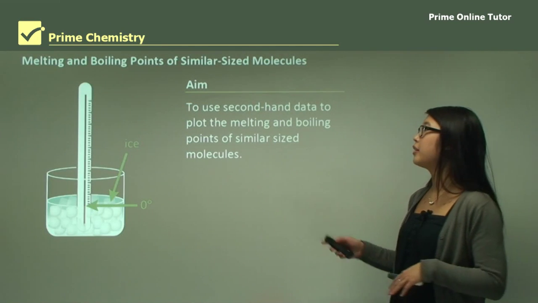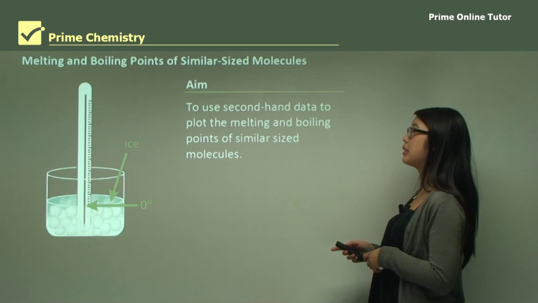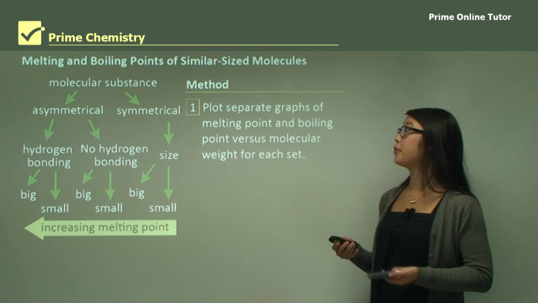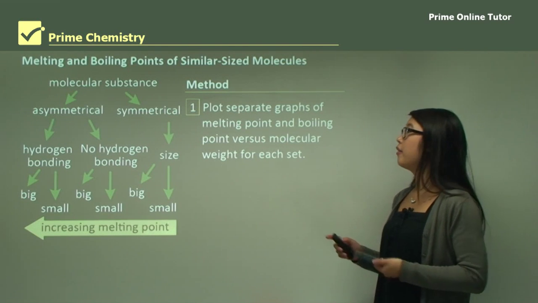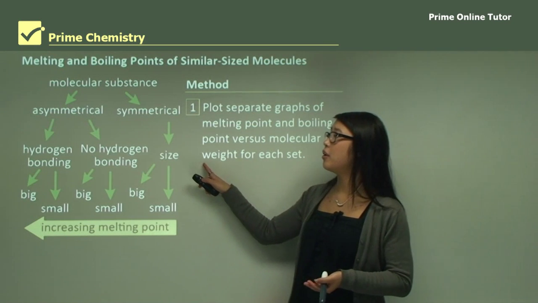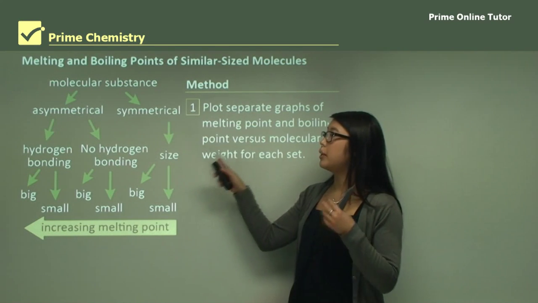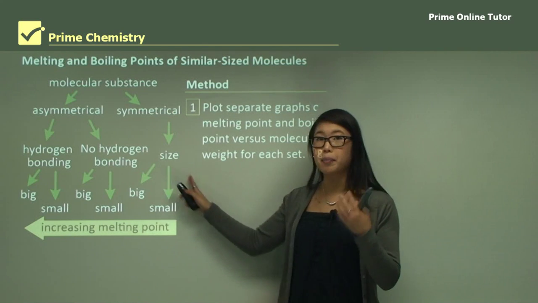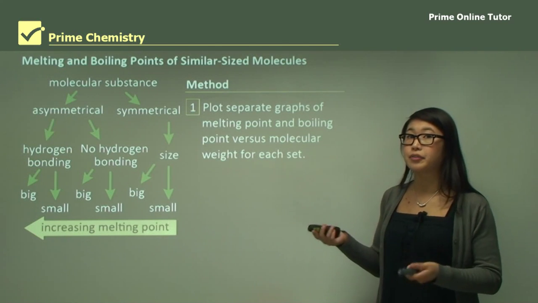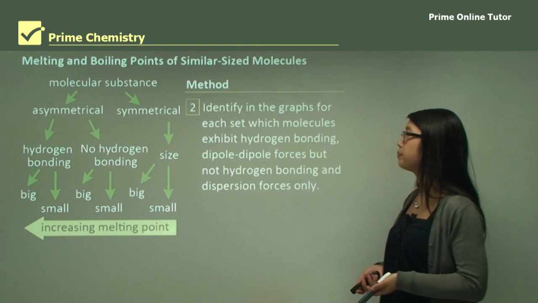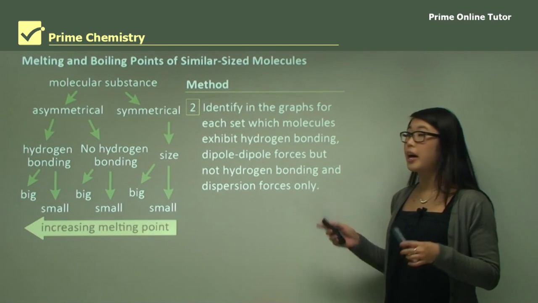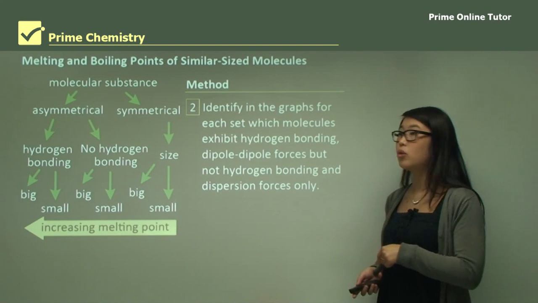The aim of today will be to use second-hand data to plot the melting and boiling points of similar sized molecules. We'll do this by plotting separate graphs of melting and boiling point versus molecular weight for each set. This will give us an indication of whether the molecular substance is asymmetrical or symmetrical, and what kind of bonding is involved, and therefore tell us why we're getting different sets of melting points and boiling points. We'll then identify from the graphs for each set which molecules exhibit hydrogen bonding, dipole-dipole forces, or neither, like dispersion forces.